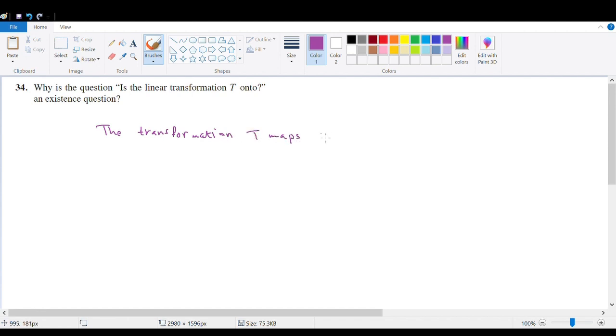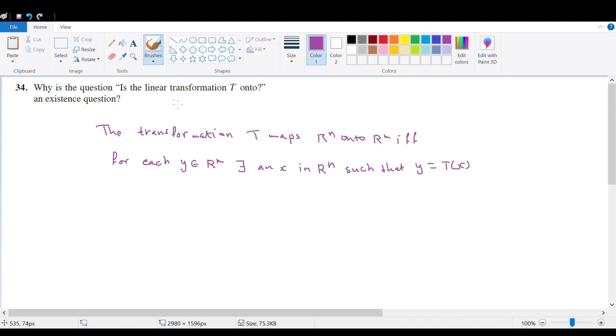T maps Rn onto Rm if and only if for each y in Rm there exists an x in Rn such that y is equal to Tx. So that's why we said that T is the linear transformation T onto.